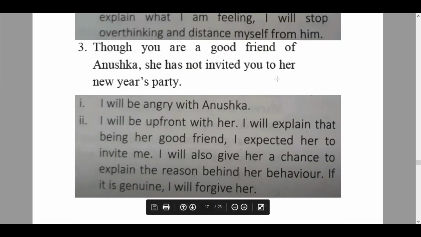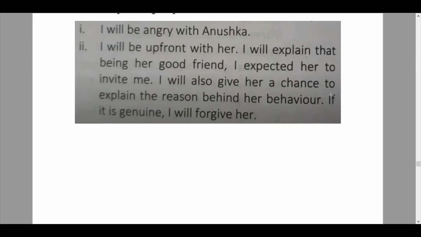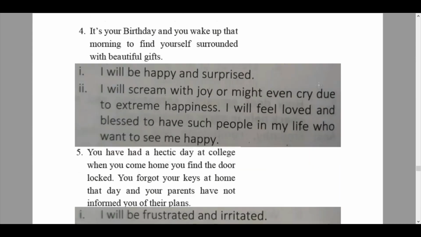Though you are a good friend of Anushka, she has not invited you to her New Year's party. I will be very angry at Anushka. I will be upfront to her. I will explain that being her good friend, I expected her to invite me. I will also give her a chance to explain the reason behind her behavior. If it is genuine, I will forgive her. So these are positive takes on how to assess the situation.